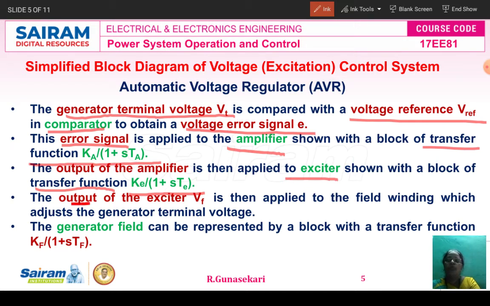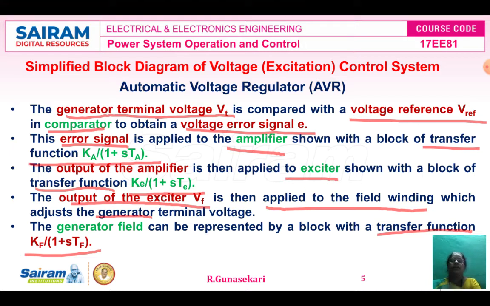Then the output of the exciter, represented by Vf, is applied to the field winding of the generator. The generator produces the terminal voltage Vt. So the transfer function of the generator field is Kf divided by 1 plus S Tf, where Kf is the gain of the generator field and Tf is the time constant of the generator field. This is the theory part.